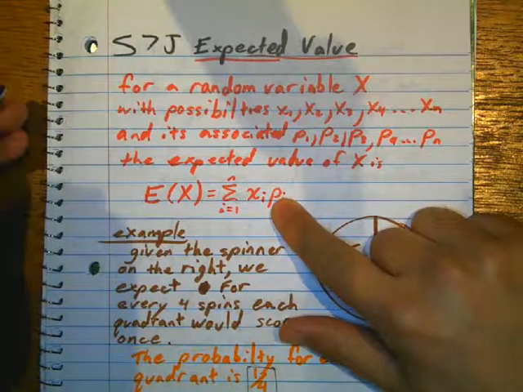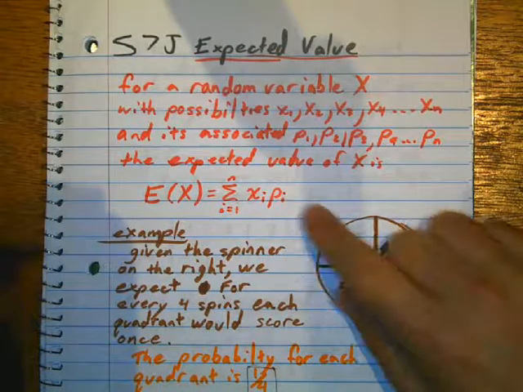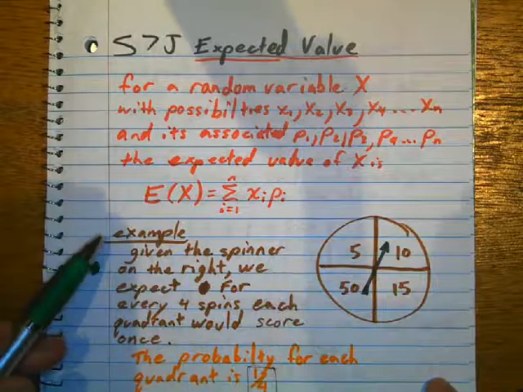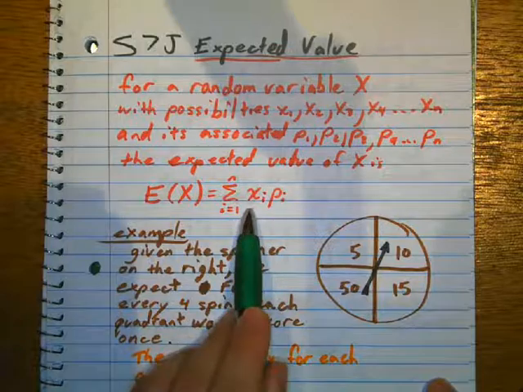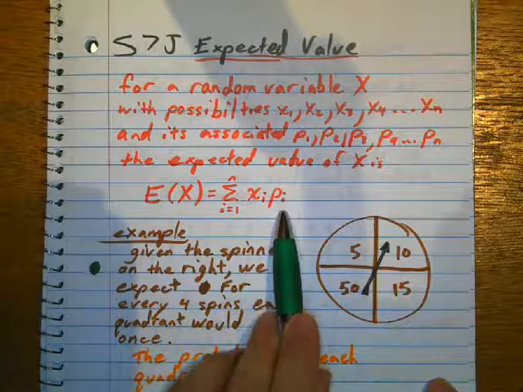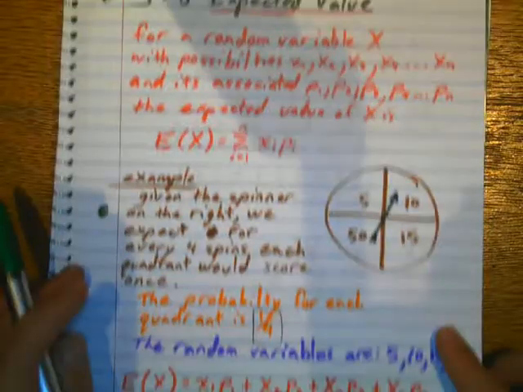Okay, so let's look at this example. This says the sum of all the random variables times its probability, and all of them together. So let's look at this example here.